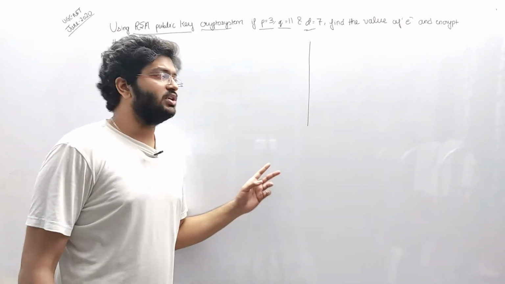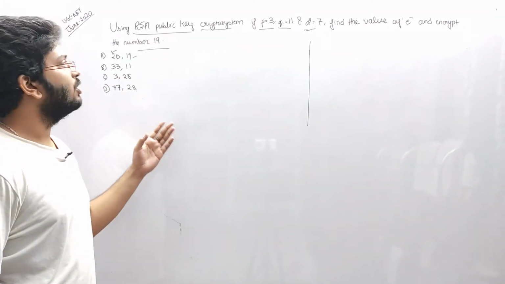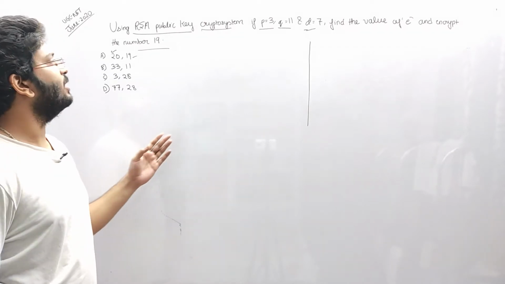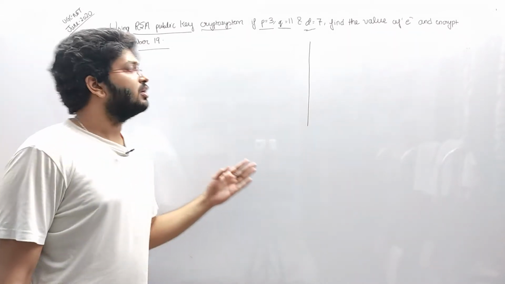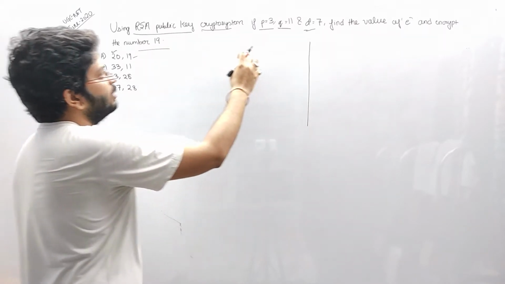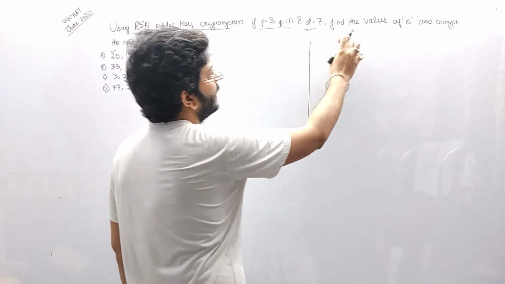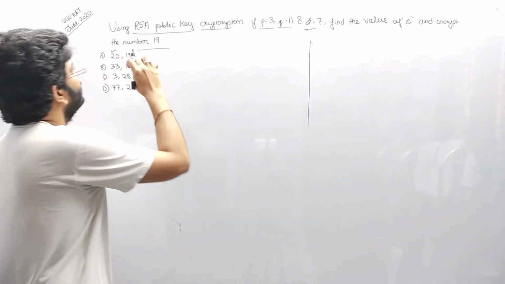In this video, we'll see a question which was asked in the June 2020 UGC NET exam on cryptography. It is basically a part of computer network security. So let us see the question. Using RSA public key crypto system, if P equal to 3, Q equal to 11 and D equal to 7, find the value of E and encrypt the number 19.